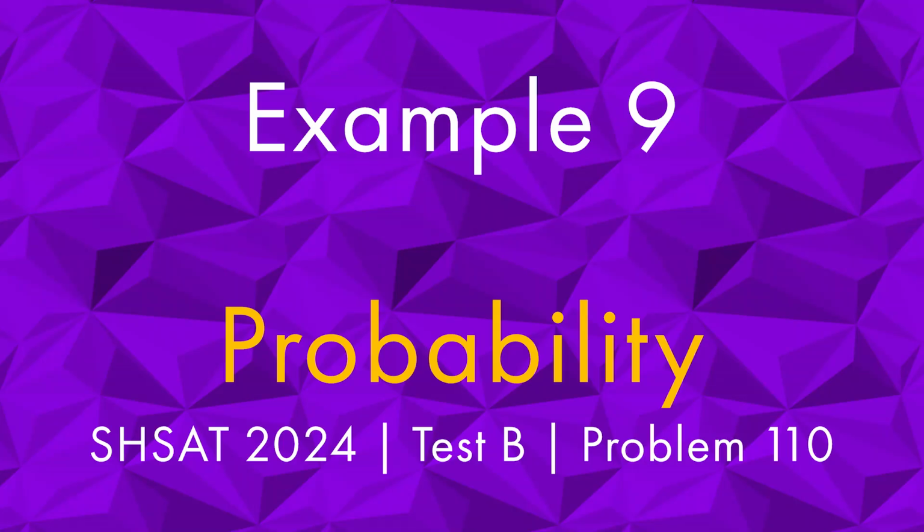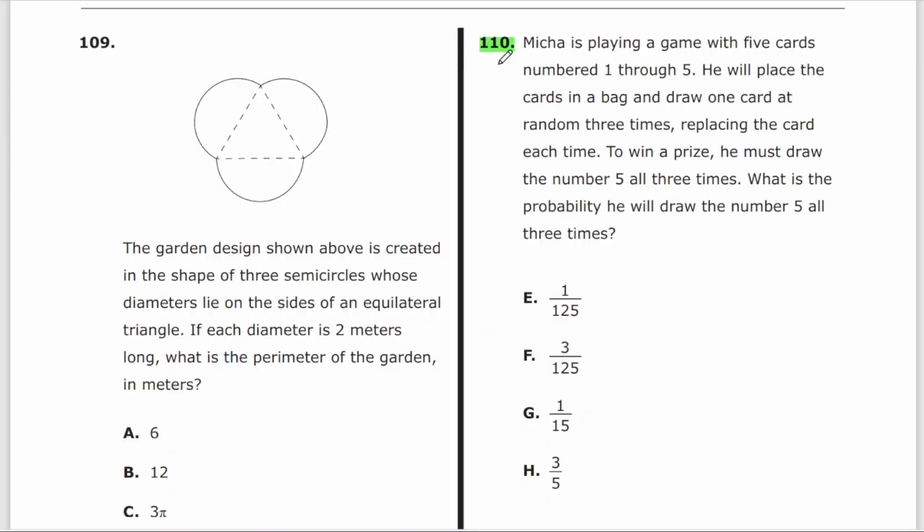We are almost done. Example 9, problem 110, test B, SHSAT 2024. Mika is playing a game with 5 cards numbered 1 through 5. He will place the cards in a bag and draw 1 card at random 3 times, replacing the card each time. That's important. To win a prize, he must draw the number 5 all 3 times. What is the probability he will draw the number 5 all 3 times?